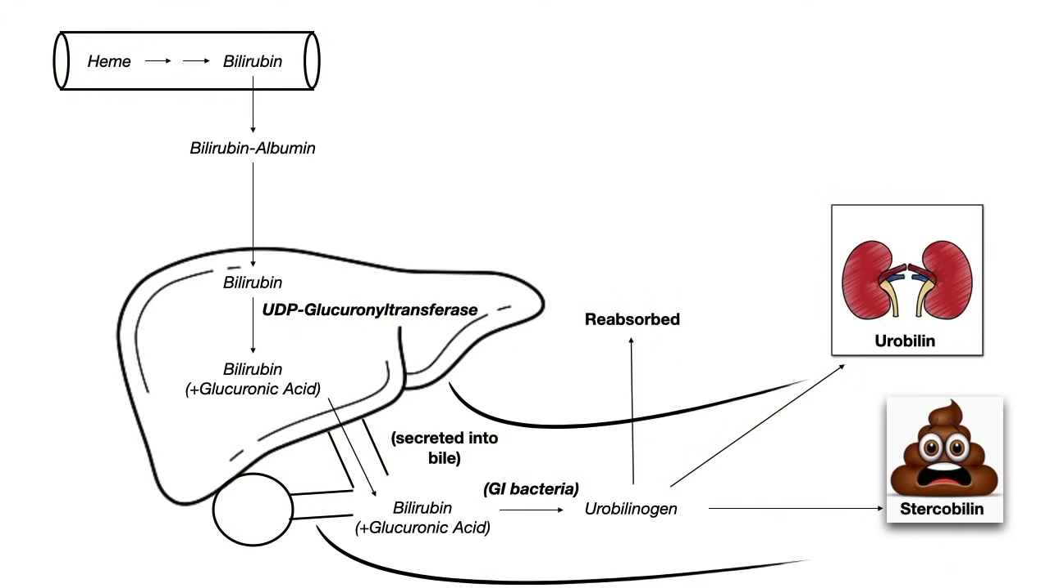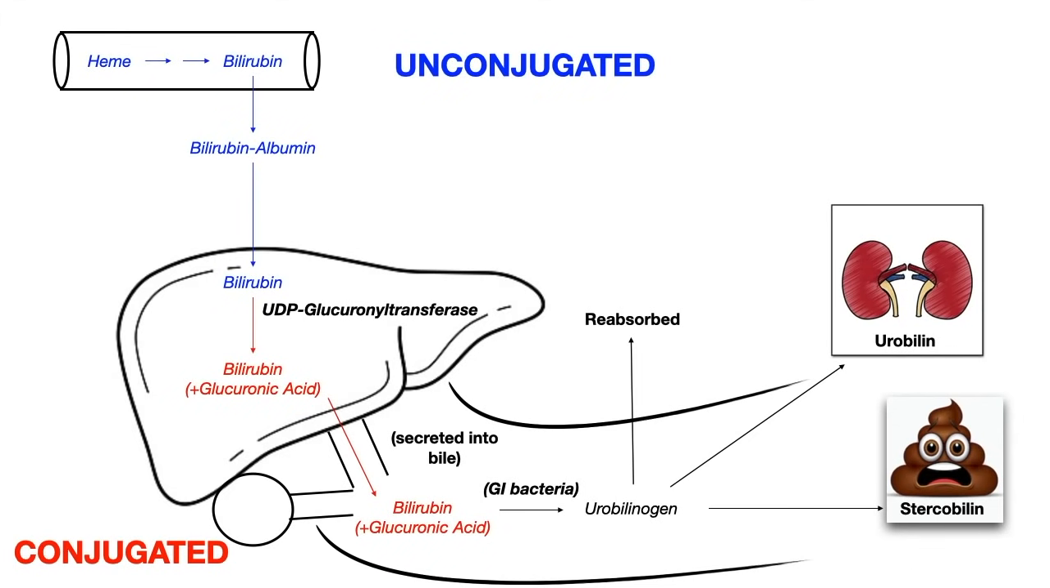So this is everything we've talked about. And just to simplify this, I'm going to now make everything black so you can see this overview. And I want to really delineate what the difference is between the unconjugated and conjugated bilirubin. So your unconjugated steps are shown in blue and your conjugated steps are shown in red. So this is what happens with bilirubin.